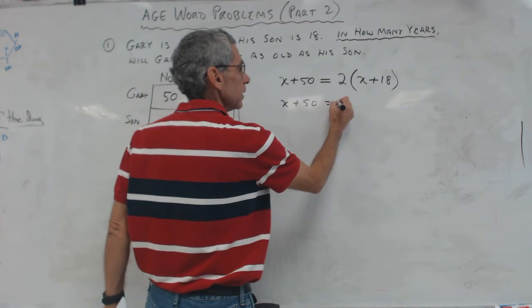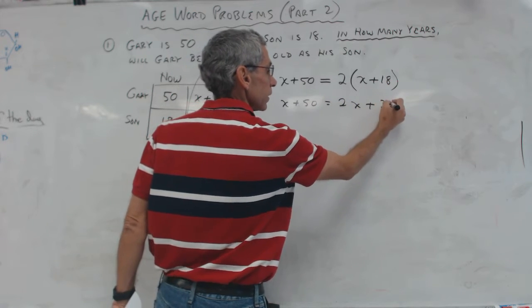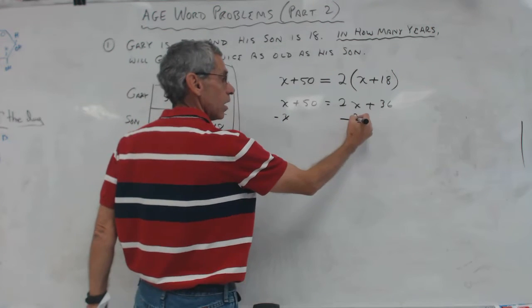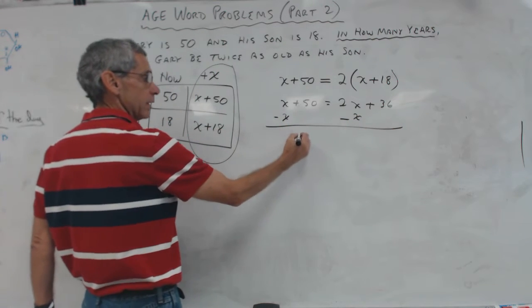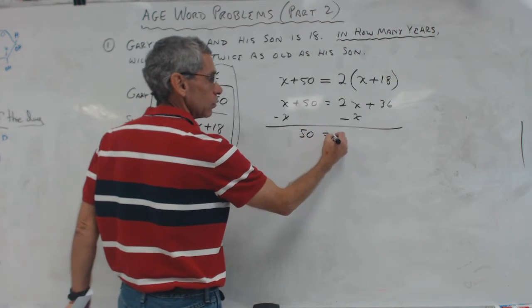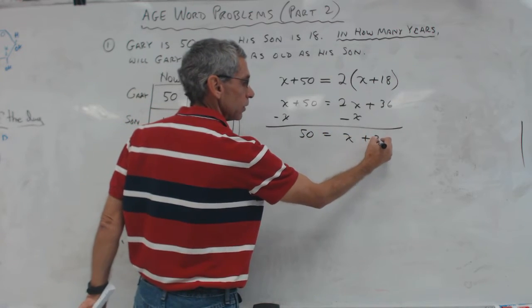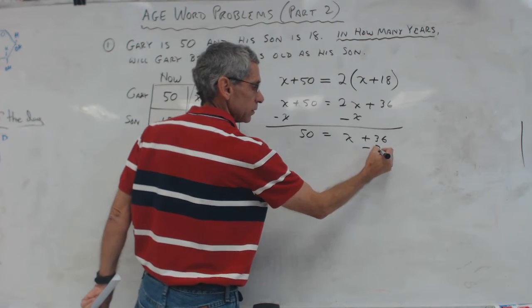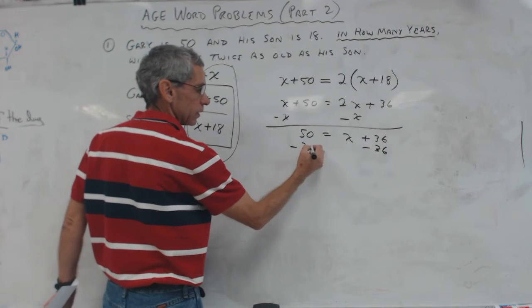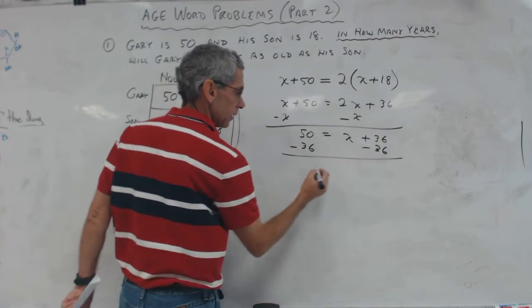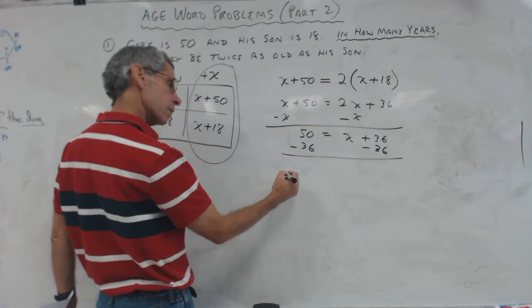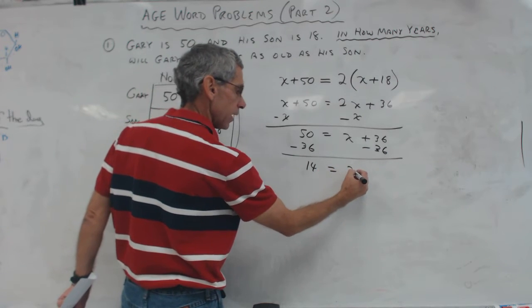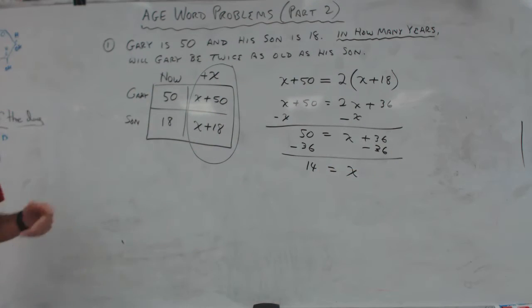X plus 50 is equal to 2x plus 36, right? And then we're going to subtract x, right? We want to have our x's all on one side. And then I have 50 is equal to x plus 36. And then I'm going to subtract 36. And then I have 14. Oh my god, it is possible. 14 is equal to x. Look at that.